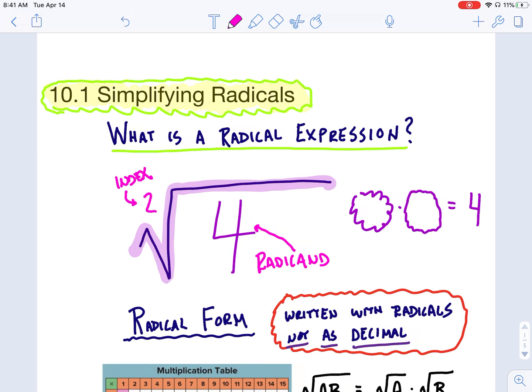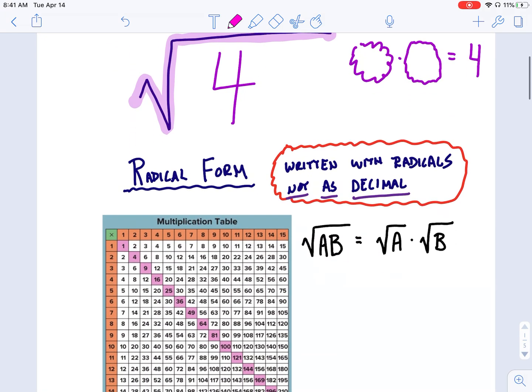What we're going to do here today is simplify these radicals. You're also going to see a term that says radical form. What does radical form mean? Radical form means that your answer, or the way you write whatever number you're trying to express, is written as a radical, not as a decimal.